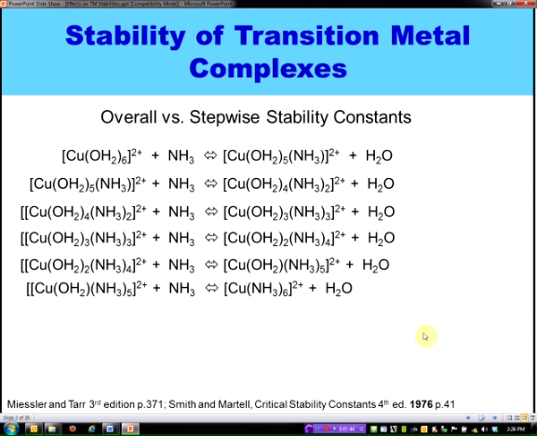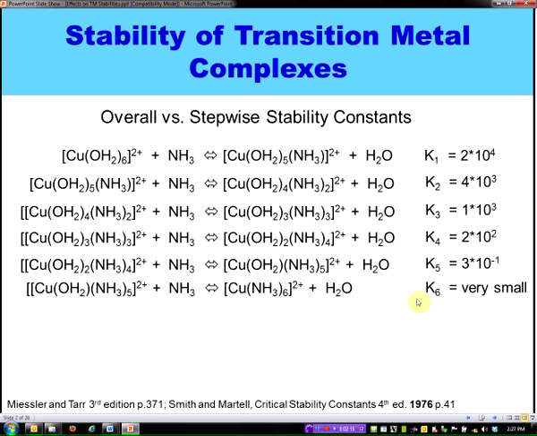So here we want to compare the overall versus the stepwise stability constants. The stepwise are the individual steps that lead to the overall reaction. So in this first reaction, we have 1 amine replacing one of the water molecules. And then we can replace another water molecule with the second amine and then complete this reaction until we have all 6 water molecules replaced by 6 amine ligands. So notice that the individual equilibrium constants vary for each step.